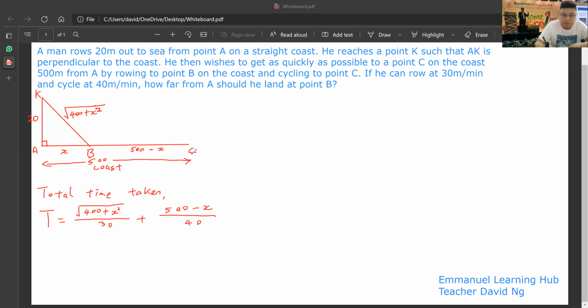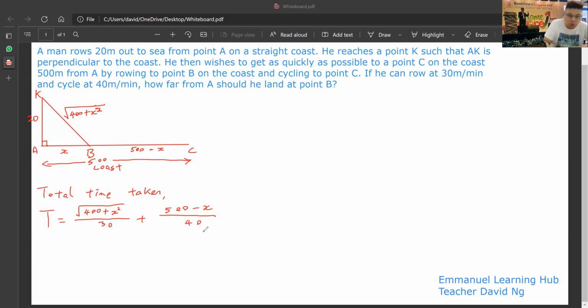You need to find X where T is minimum. You know T has to be minimum, right? As quickly as possible. That's how you know T has to be minimum.